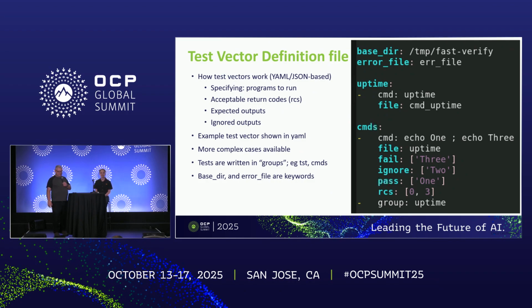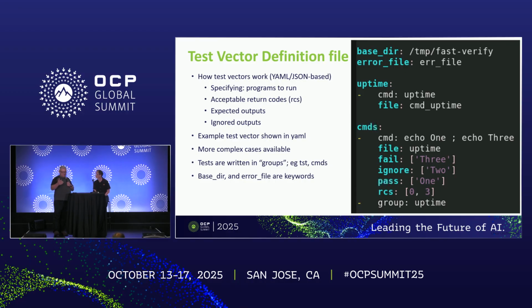Test vector definition file. This visually encapsulates the transformation Fast Verify brings, moving from a complex, error-prone manual mess to automated mastery. This file has the base directory where the output would go, what error file it would go into, where all the errors would go in that file, and then I have each of the commands that it would typically run.